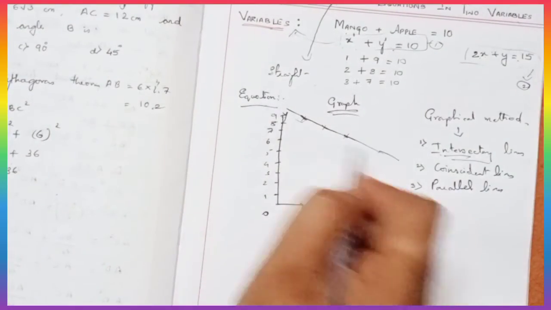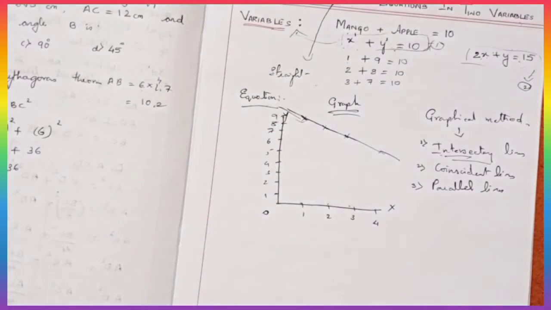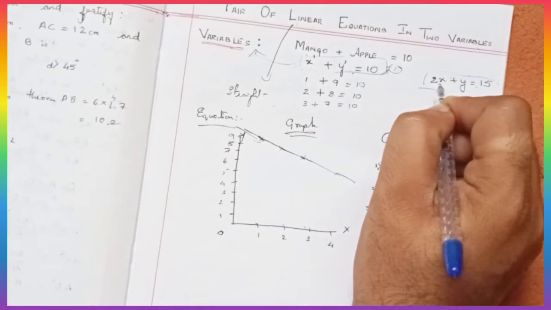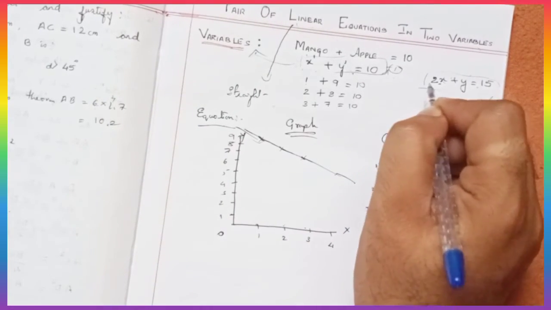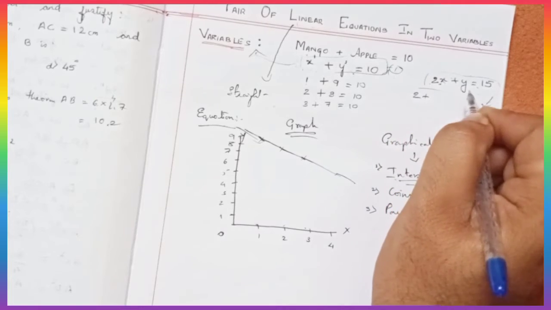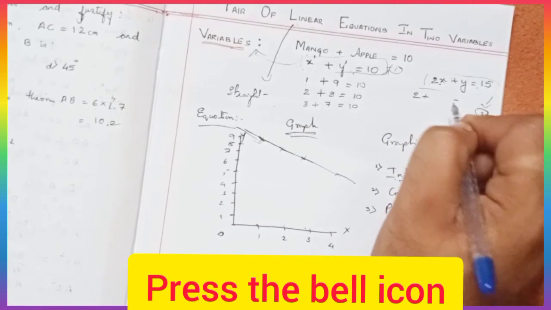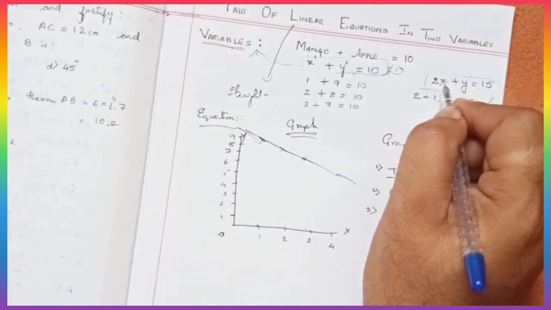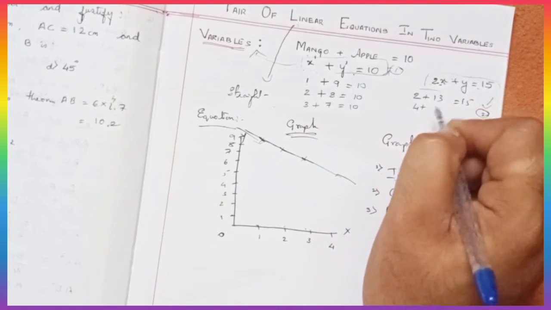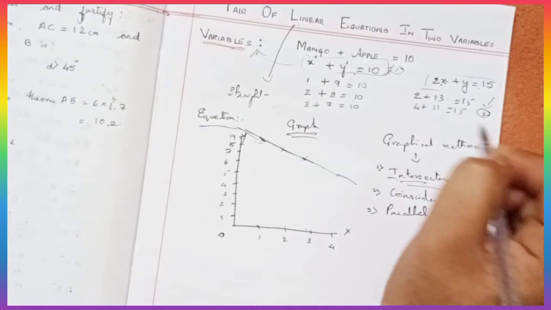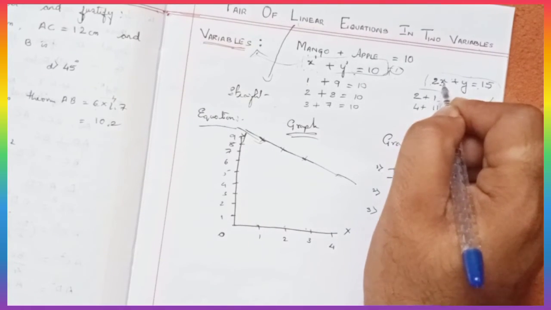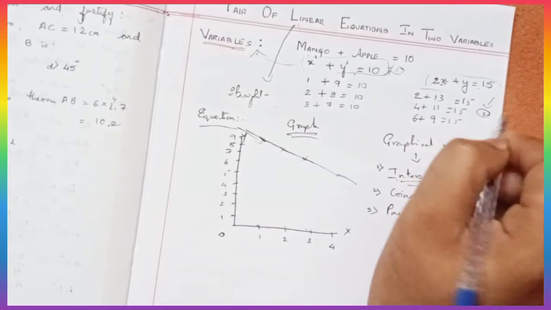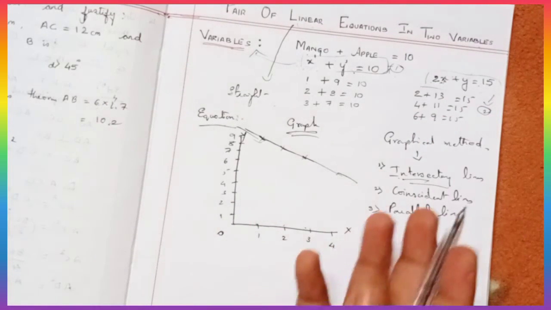I've drawn a line here with respect to the first equation. Similarly, for the second equation, if I give the value of x as 1, 2 into 1 is 2, plus what should be the value of y so that the sum is equal to 15? y obviously should be 13. If I give x as 2, 2 twos are 4, and y should be 11 so that the sum is 15. If x is 3, 3 twos are 6, plus y is 9, and 6 plus 9 is 15. Like that, we are going to get another equation.